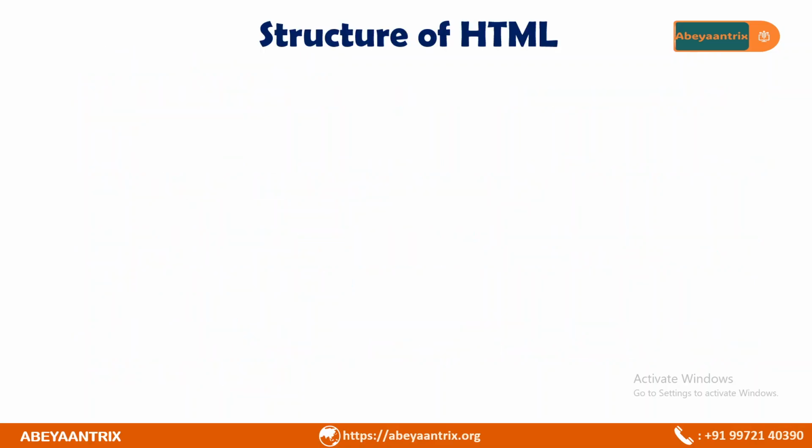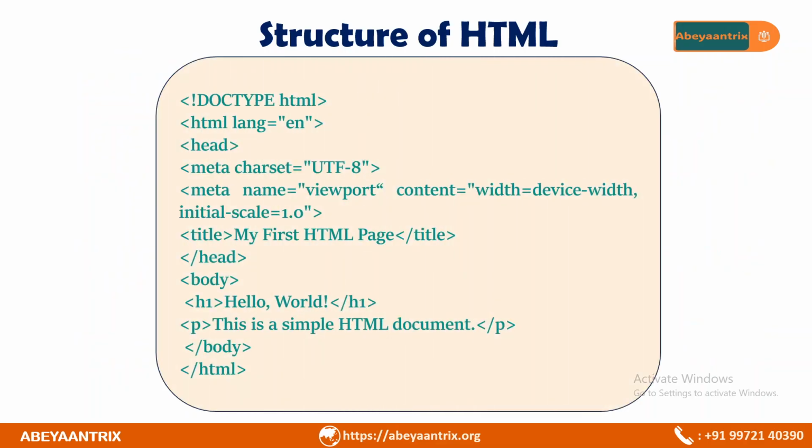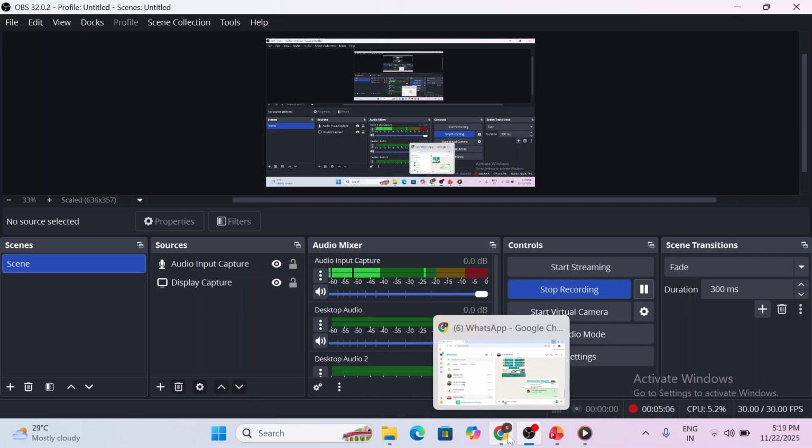Okay, so next we move on to the basic structure of HTML. This is the structure of HTML. We call it boilerplate code. Boilerplate code means basic code. Okay, so DOCTYPE html, html lang="en", head. I'll explain step by step. Before explaining these things, I will show you the basic HTML code execution.